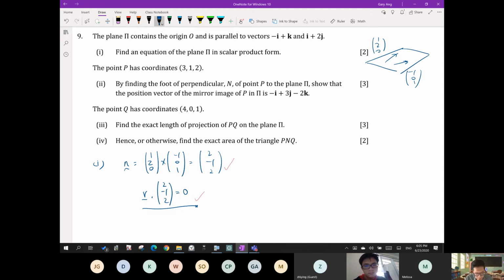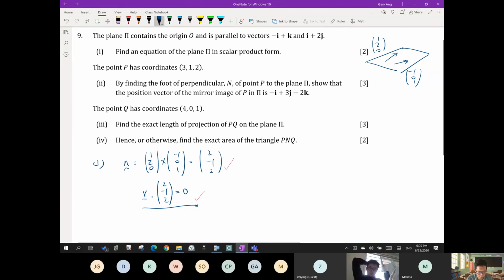By finding the foot of perpendicular N of point P to the plane, show that the position vector of the mirror image of P in pi is this. It's a show question, so the answer is right there staring at you already. But what's going on?